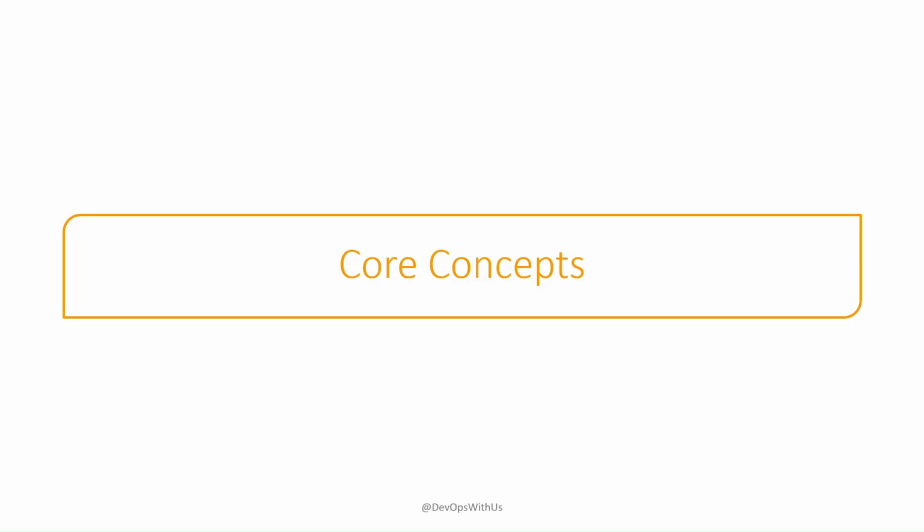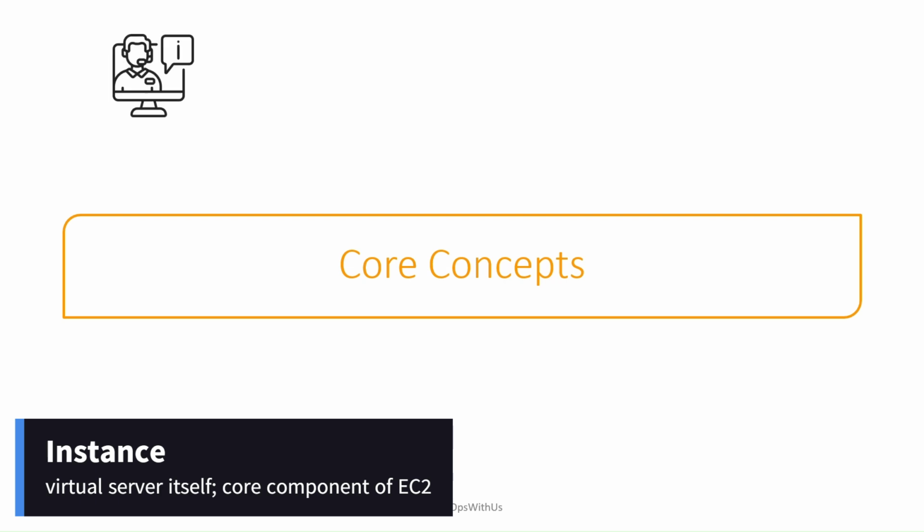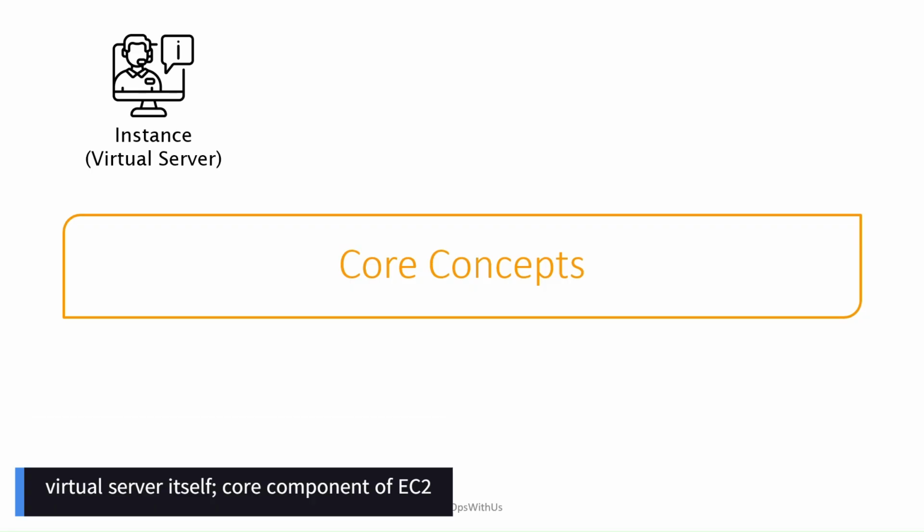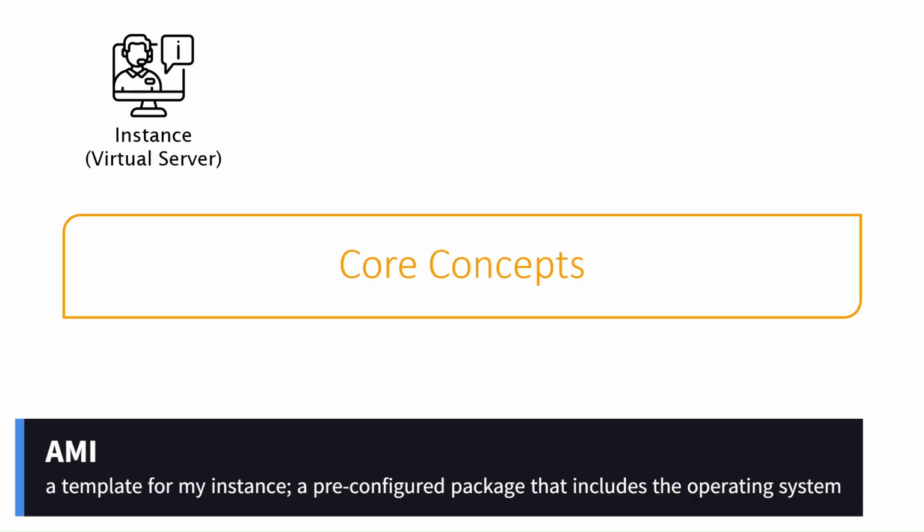Then, the core concepts of EC2 that you need to learn. When I first started, there were a few key terms I had to get familiar with. Here is my breakdown of the most important ones. The first is the instance. This is the virtual server itself. It is the core component of EC2. I can have many instances running at the same time.